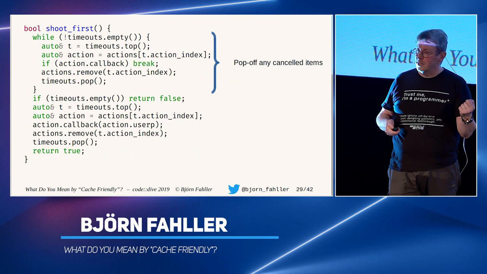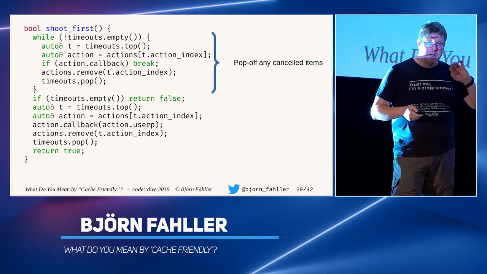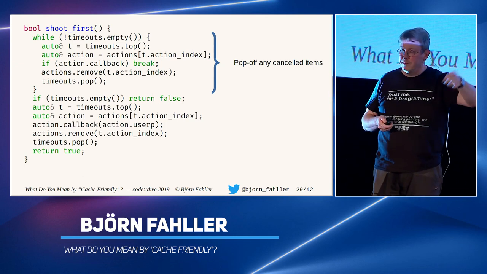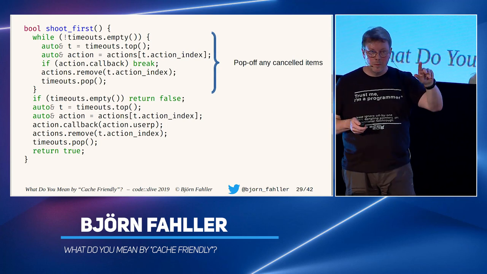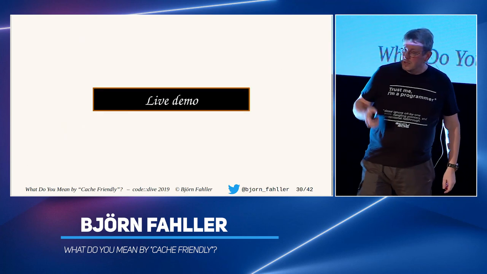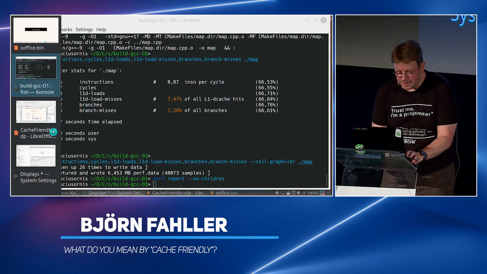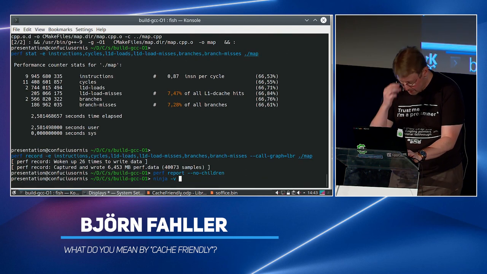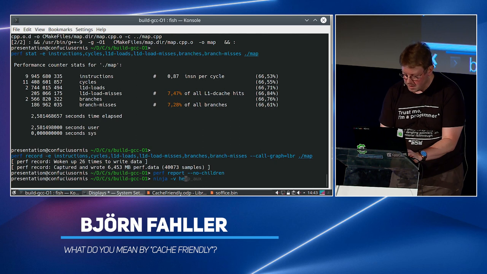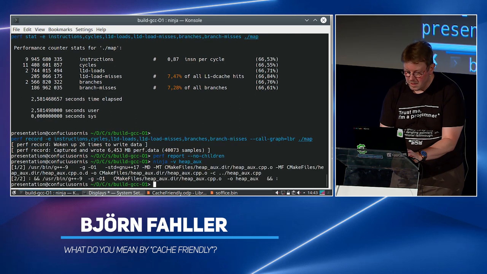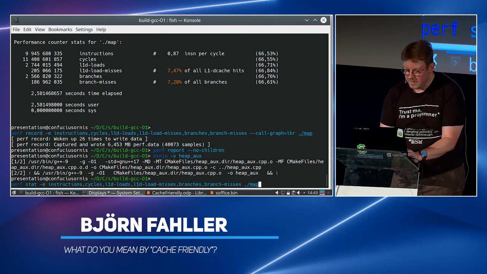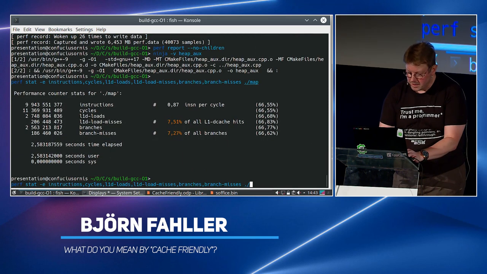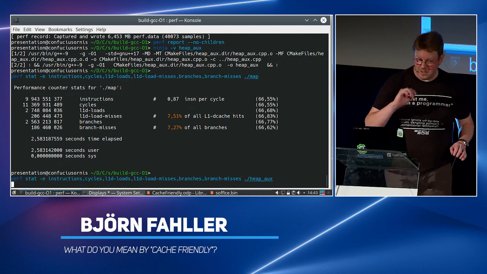Shoot first becomes more difficult because now the top entry may be cancelled, so we have to loop over all the cancelled elements and just consume them until we either run out of items or we have one with a callback. So let's have a look at this one. So we have the map for comparison and the heap for comparison.